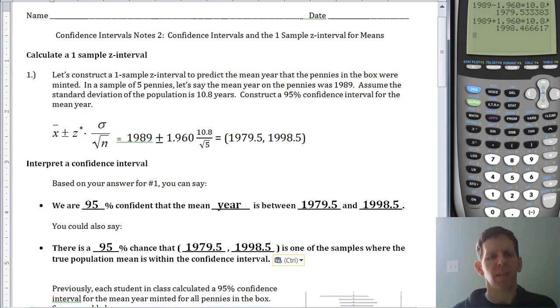What does this mean? It means that if you got these numbers, now this is based on our sample. Somebody else could have taken a sample and gotten different values. But there's a 95% chance that the interval we got between 1979.5 and 1998.5 is a sample where the true population mean is within the confidence interval. So there's a 95% chance that the actual mean year of these coins is between these values.